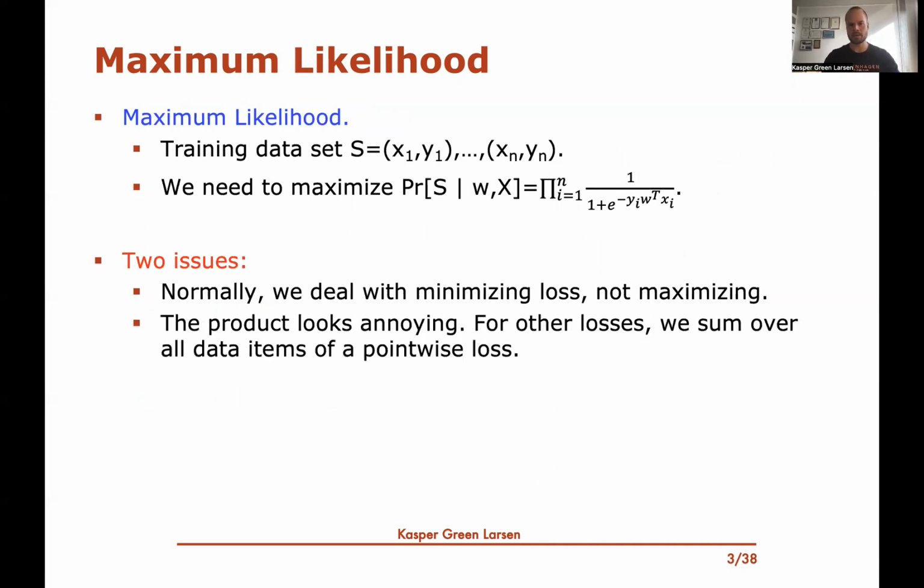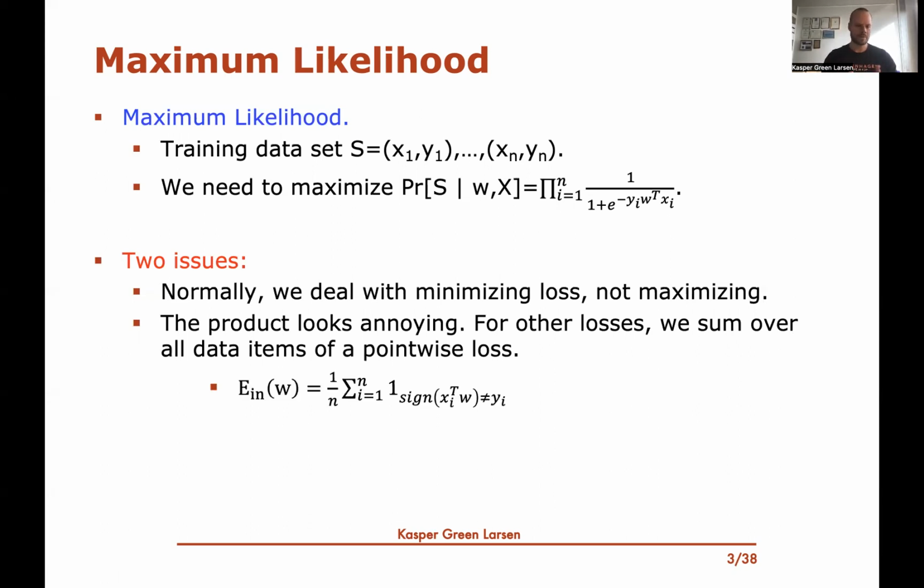The second and maybe more serious thing is that this product that we have up here looks annoying when we want to maximize something. At least for all the other losses that we've seen, like the least squared loss and the 0,1 loss, we're really just summing over all the data points of some point-wise loss function, like the 0,1 loss on a single data point, or the least squared loss on a single data point. So in that sense, it's also different.